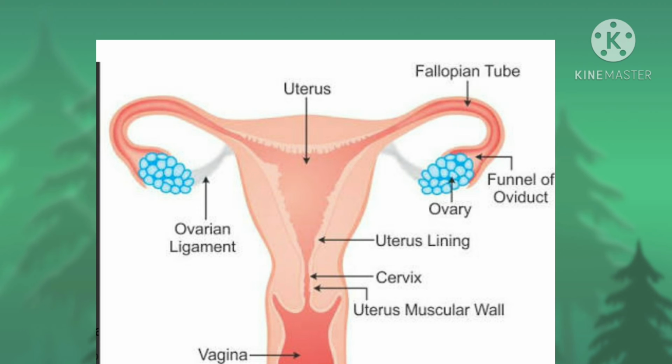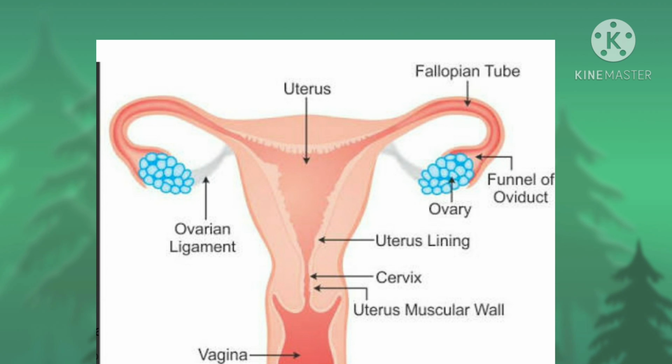Actually, what happens is, when the ovum is released from the ovary, the endometrium becomes thick, rich with the supply of blood vessels, and if fertilization does not take place, the shedding of the endometrium, the functional layer, happens every month, which results in the menstrual cycle.